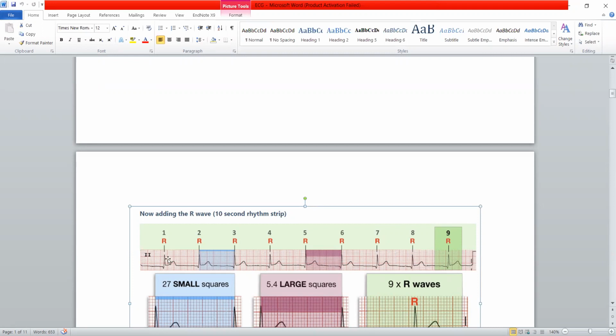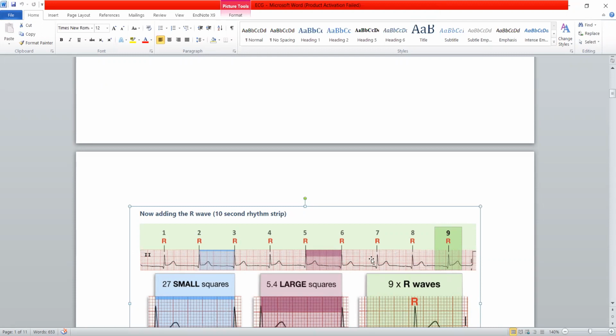So let's see the RR interval in this ECG. This RR interval is almost 5 large squares, or 27 small squares. This other interval is 27 small squares long. This one is also 1, 2, 3, 4, 5. Yes, the rhythm is regular because all the RR intervals are 27 small squares long or 5 large squares long.